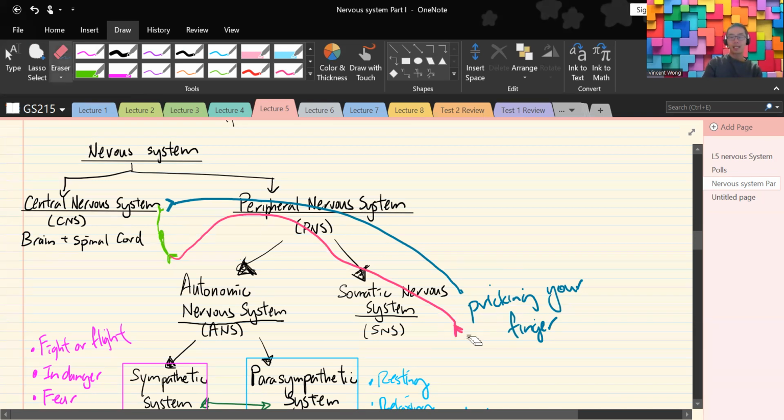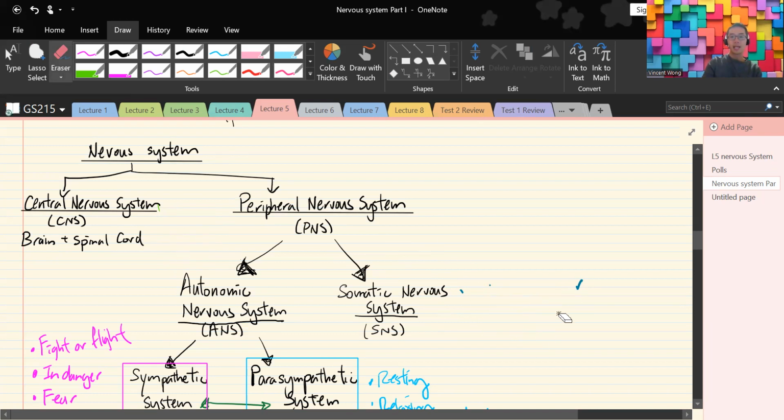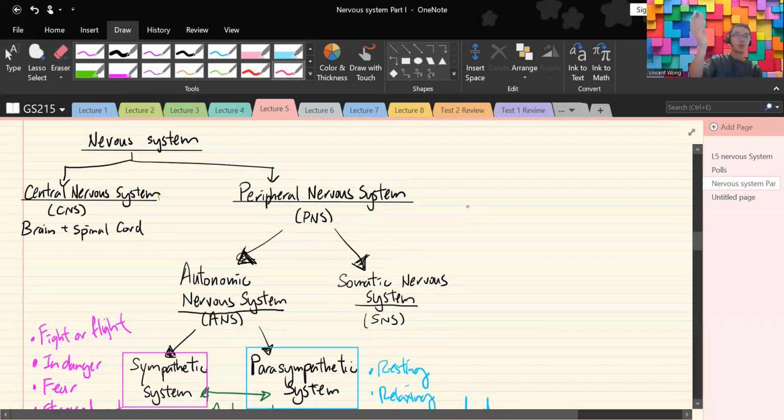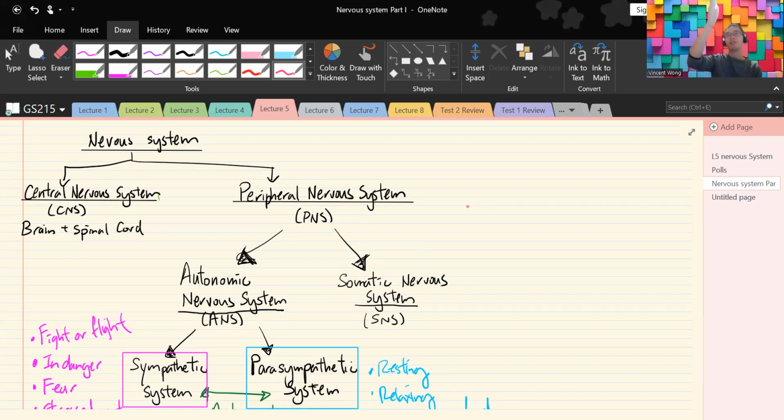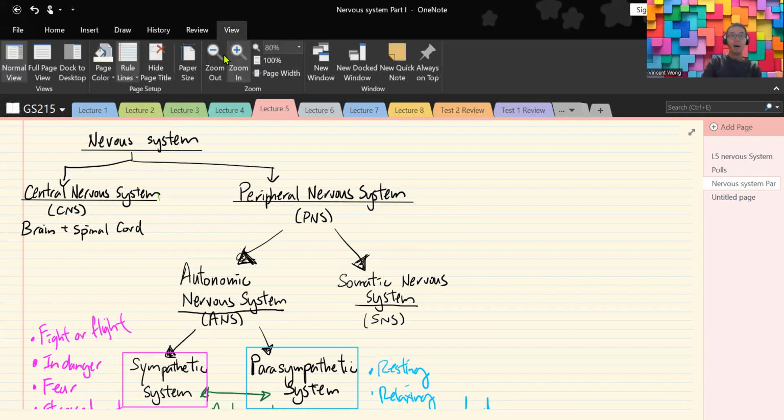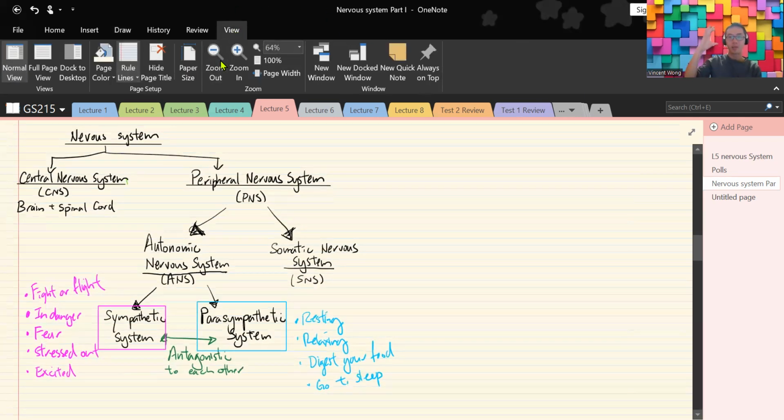Now, it's not always like this. I'll give you another example. Okay, I'm just going to erase this. Let's say you wake up in the middle of the night and then someone switches on the light. Then what happens to your pupil? Does your pupil get big or does your pupil get small? Small. Yeah, because it's bright light, right?